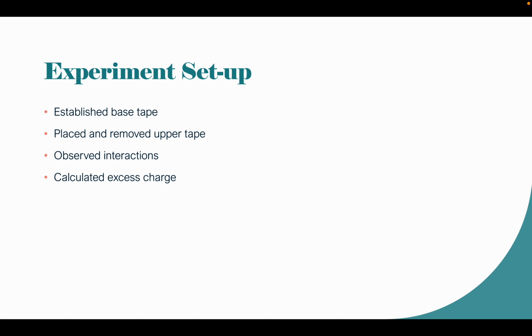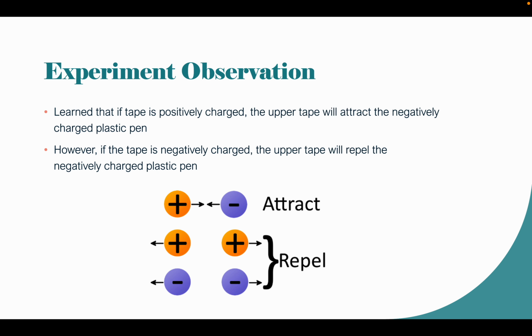Now diving into the actual experiment. This experiment essentially just involved two pieces of tape, and we were tasked to learn about how their charges can interact with each other. In order to do this, I first established a base tape on the surface. Then I placed an upper tape on top of it and removed it, thus creating the charge. From there, I monitored the interactions and calculated the excess charge left over.